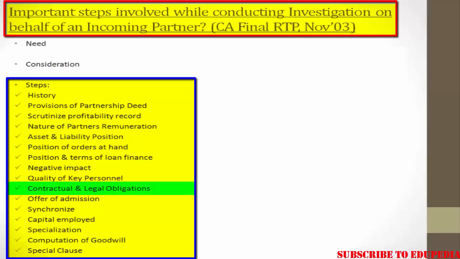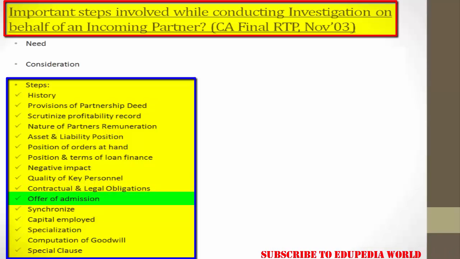Next will be to ascertain the reasons of the offer of admission to the new partner. Why are they keen to have you on board as an incoming partner? Ascertain all the reasons of the offer of admission. This why is extremely necessary in order to understand why you are doing auditing. So why, it's the mother of all inventions. Why did this thing happen? Then the person starts thinking accordingly.